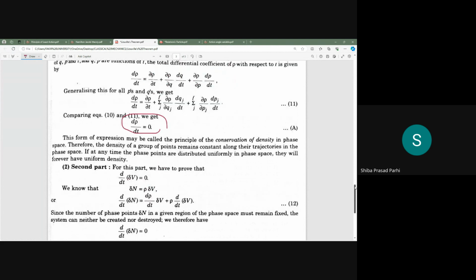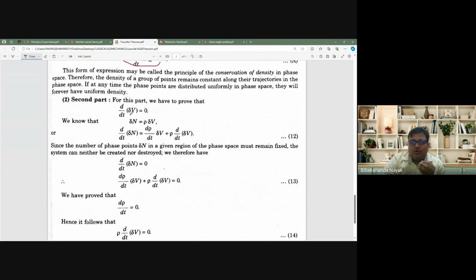Then the second part: the extension in volume is a constant, so its derivative is 0. Because we know, as we discussed, ρ is equal to n by V, so δn is equal to ρ δV. So if we take its derivative, it will be ∂ρ/∂t into δV plus ρ into d/dt of δV.